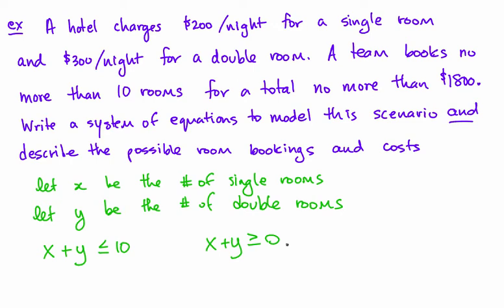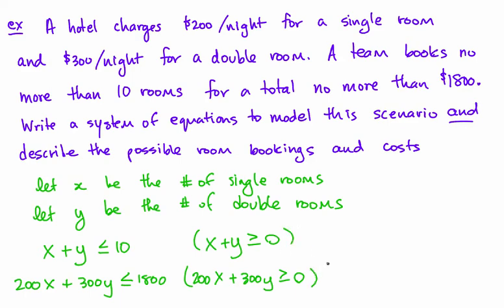And then the total amount of money that I spend, well, for each room that's a single, I have to spend $200 and $300 for each room that's a double, and that total has to be less than $1,800. And technically, I'm not going to go and give them my money, so the 200x and the 300y, I have to spend some money. I can't spend negative, so it's got to be greater than or equal to 0 as well. So there's some of these ones that are kind of obvious in the scenario that we're dealing with. So there's a system of equations to model this scenario.